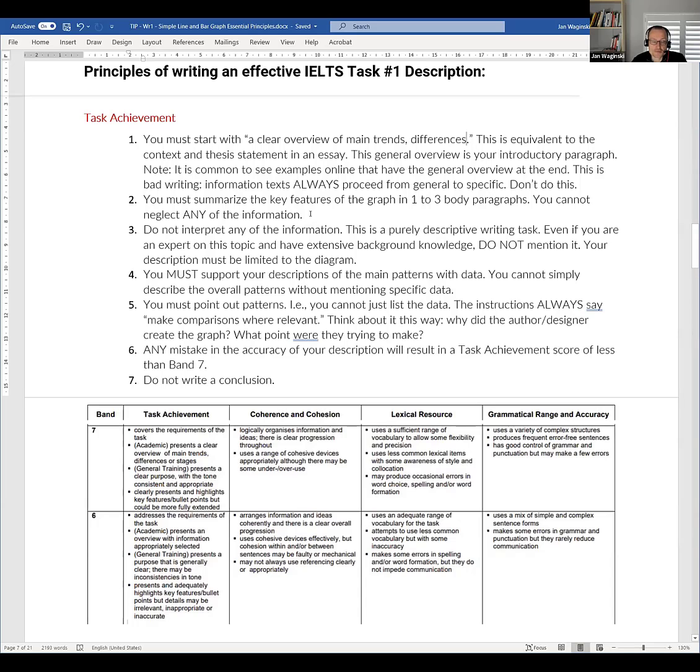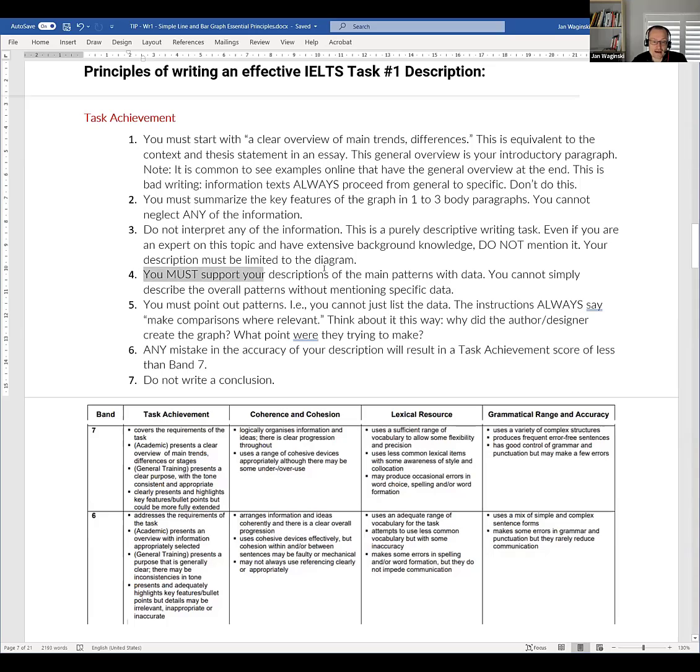Okay, in terms of the volume of writing, you have to summarize the key features of the graph in 1 to 3 body paragraphs, and you cannot neglect any of the information. If you leave out any of the information, you're not getting band 7. You don't want to interpret any of the information. Even if you have expert background knowledge on the topic, do not talk about it. You have to limit yourself to what's visible in the graph.